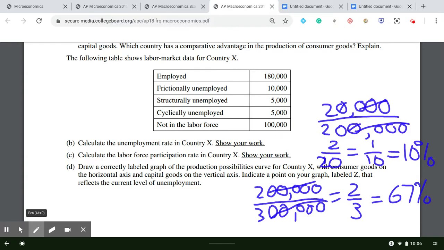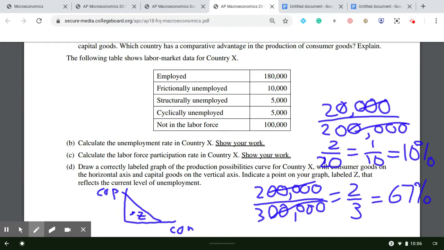Draw a correctly labeled graph of the production possibilities curve for country X with consumer goods on the horizontal axis and capital goods on the vertical axis. Indicate a point on your graph labeled Z that reflects the current level of unemployment. Okay. So, consumer versus capital. I know this is real small, but I just want to get this in real quick. You make more consumer goods than capital goods with less time. I'm going to put Z inside of the curve right here, somewhere inside, because we're not fully employing all of our resources, because there is some cyclical unemployment.